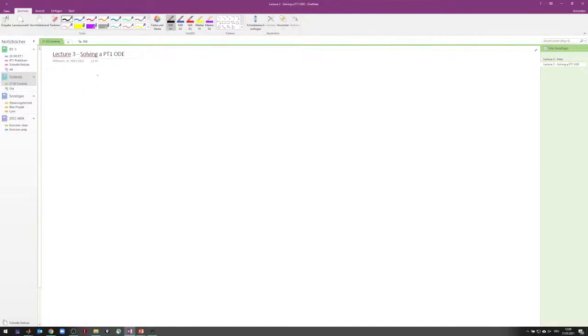I've written it down. So we assume we have a PT1 system, right? And we know now that a PT1 system looks like this. There's a time constant. It has the first derivative. This makes it a first order, right? So if you have a second derivative, it's second order. Y of t, and we have our famous proportional gain here, u of t.